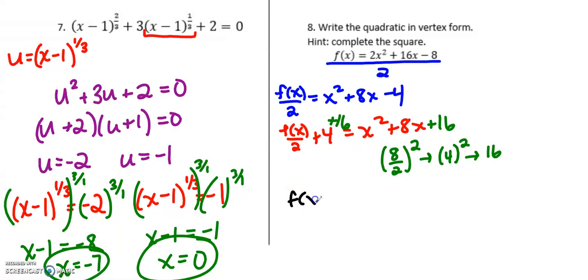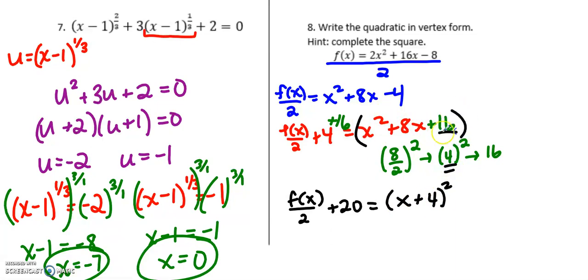Cleaning stuff up a little bit, I have f of x over 2 plus 20 is going to equal, this side is going to factor into x plus 4, because that's the number that I squared. You also could just look at this and say multiplying to 16 and adding to 8 is going to be x plus 4 and x plus 4. Last step then is to get f of x by itself. So I'm going to say f of x over 2 is equal to x plus 4 squared minus 20.